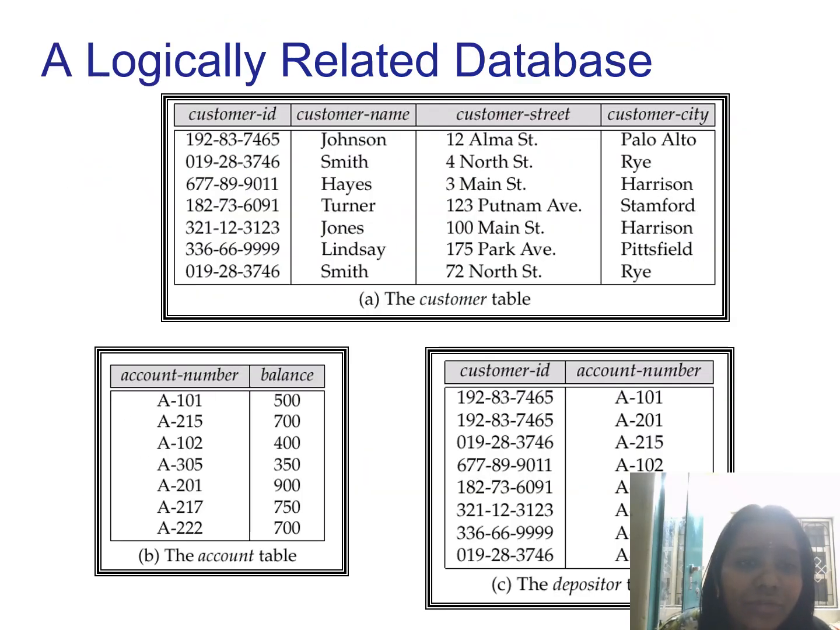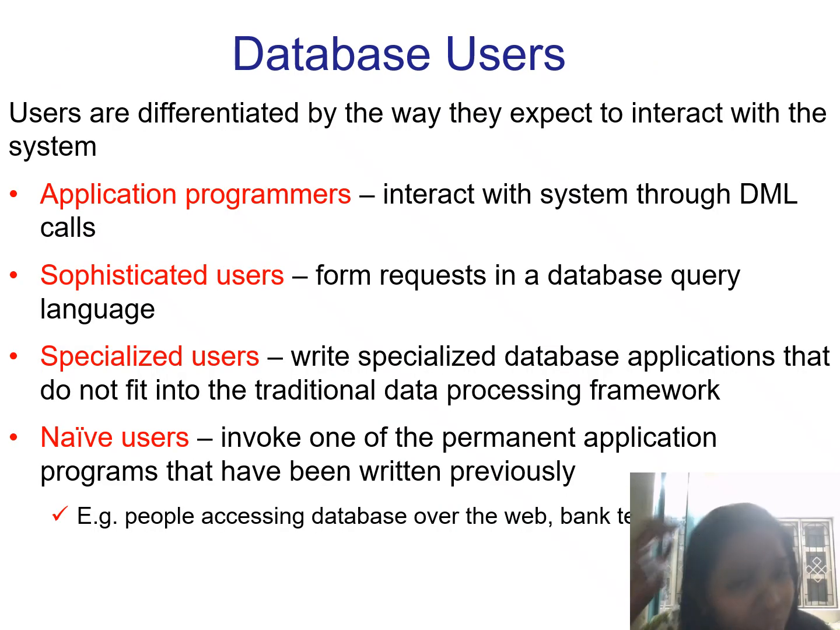So this is an example of a database. Logically related data is present here. The database users are differentiated by the way they expect to interact with the system: application programmers, sophisticated users, specialized users, and naive users. They interact with the system through DML calls, and they also form requests in a database query language.